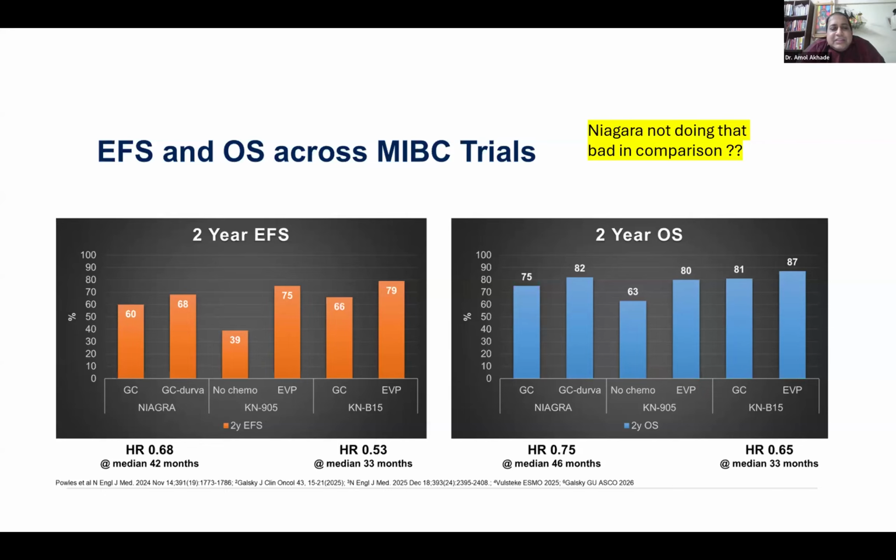Thank you. So, Dr. Senthil, now this is, of course, not an advisable thing to do, a cross-trial comparison. But Niagara is not doing that bad, right? And we are used to using IOs. We are able to manage the toxicities. So, what's your thought on the cross-trial comparison?